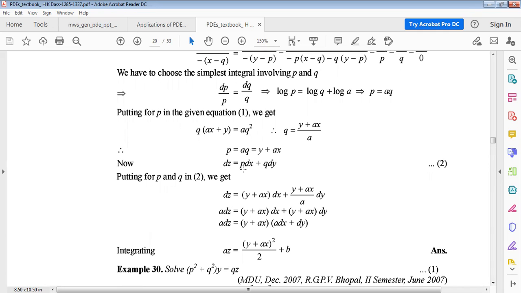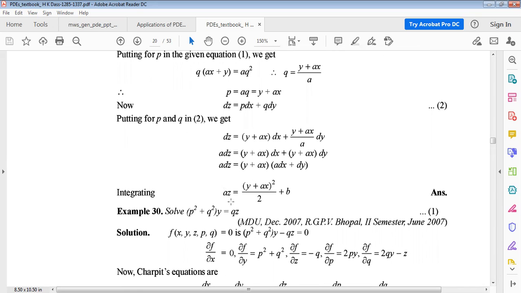dz equals to what will be? p equals y plus x, and q equals y plus x by a. Then we get the solution of the given partial differential equation by Charpit's method.